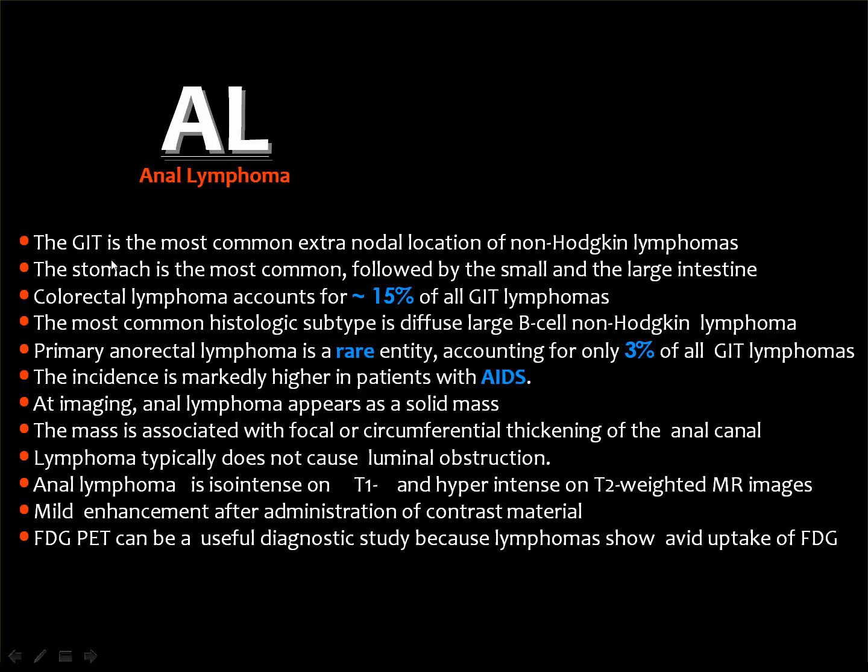The GI is considered the most common extranodal site for non-Hodgkin lymphoma, and the most common sites are the stomach and the small bowel. Then comes the large bowel. The colorectal lymphoma accounts for 15% of all GI tumors and, of course, of the B cell non-Hodgkin type. The primary anorectal lymphoma is rare and accounts for about 3% of all GI lymphomas, and it may have an intimate relation with AIDS infection.